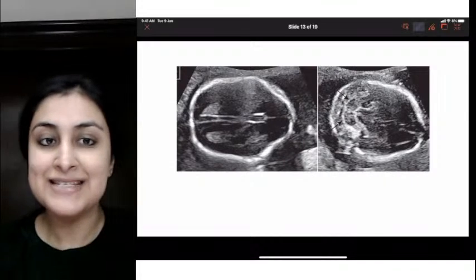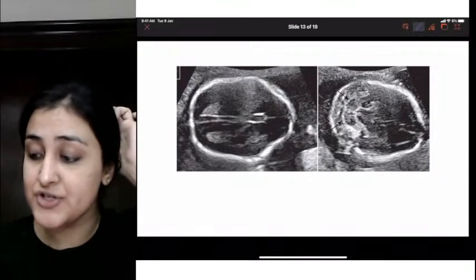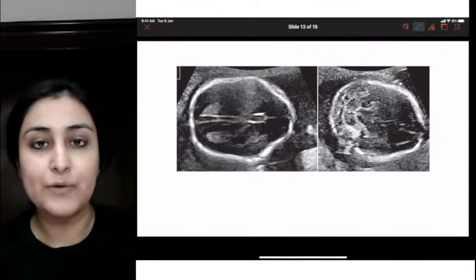Okay, what about this? What do we have here? This is an ultrasound. This is an antenatal ultrasound that we are seeing.